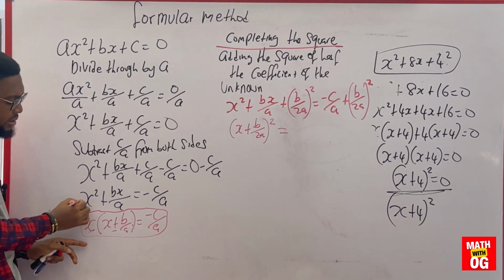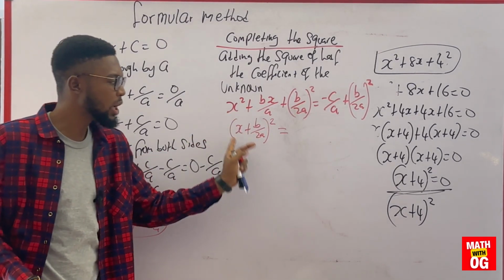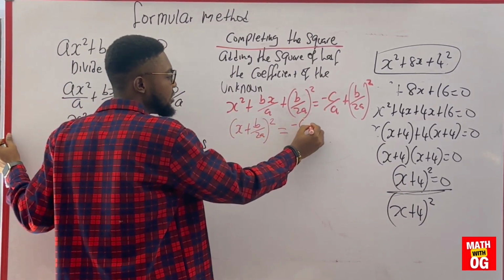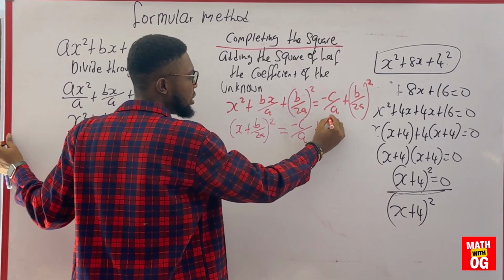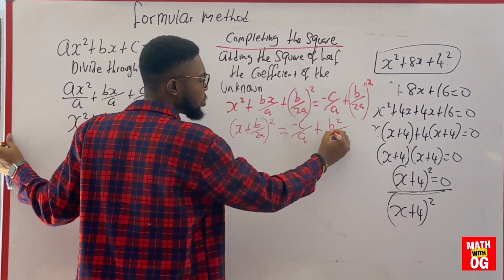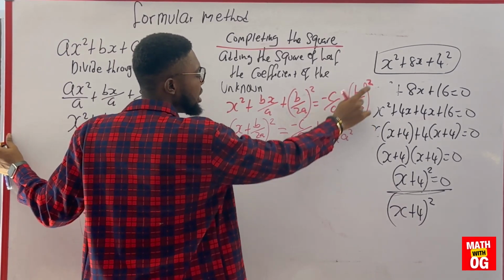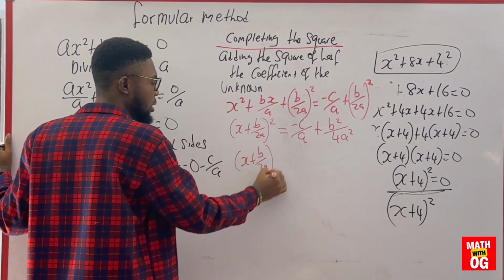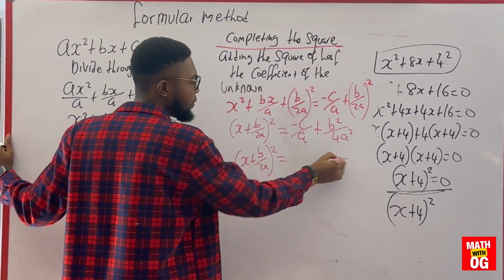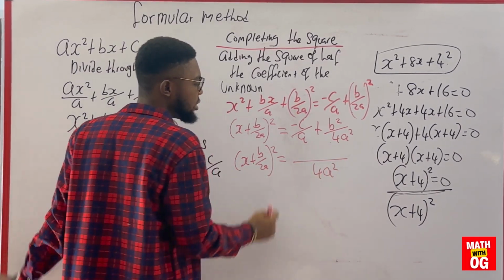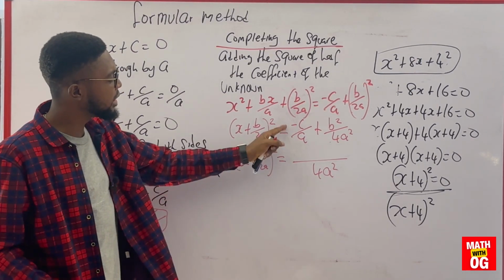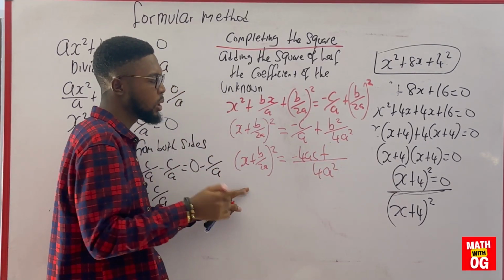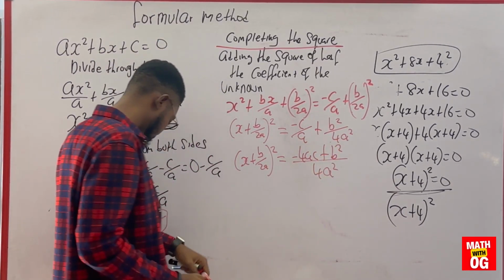So the fact that we cannot factorize this way, we now have to make the left hand side a perfect square so that we can easily factorize. Now let's expand the right hand side. On the right hand side, you have negative c over a plus b over 2a all squared, which will give us b squared over 4a squared, since 2 squared is 4 and a squared is a squared. Now this will give us x plus b over 2a all squared is equal to the LCM of a and 4a squared, which is simply 4a squared. A into 4a squared is 4a, so 4a times negative c is negative 4ac, plus 4a squared into 4a squared is 1, and 1 times b squared is b squared.